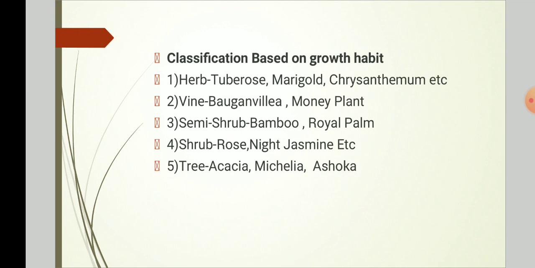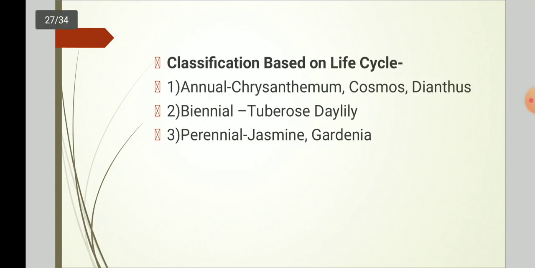Third is semi shrub. In that, the plants are bamboo, royal palm, etc. Then shrub, rose, night jasmine, etc. And in trees, ornamental plants like acacia, michelia, ashoka, etc. Next is classification based on life cycle.